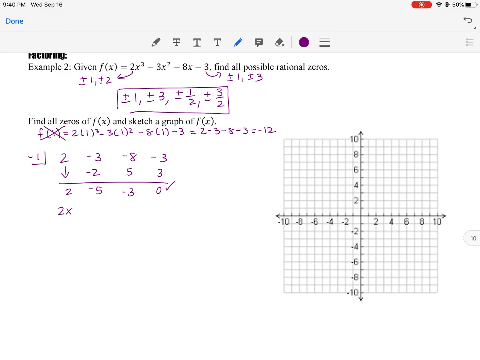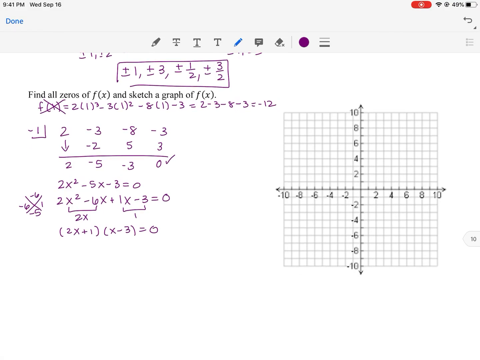For the other ones, as soon as you get a quadratic, you don't need to waste your time with synthetic division. We know how to solve quadratics like the back of our hand. So we'll say what multiplies to negative 6 and adds to negative 5? We get negative 6 and 1. So 2x squared minus 6x plus 1x minus 3 equals 0. Do your grouping. 2x plus 1 goes in one set, x minus 3 is the other, which means these two zeros are x equals negative 1/2 and x equals 3.